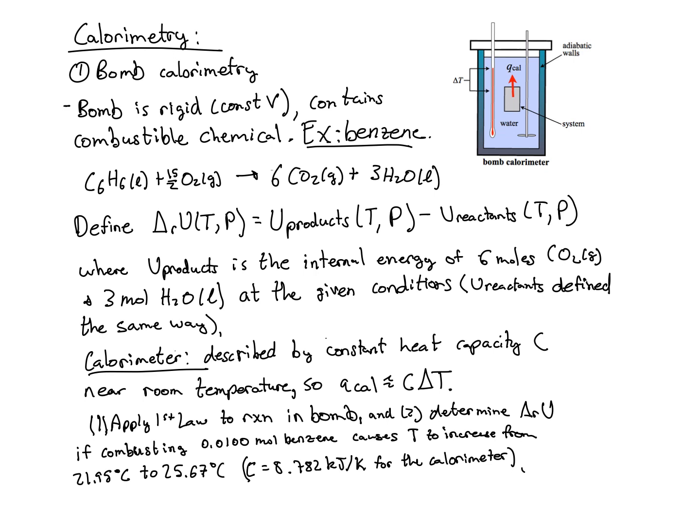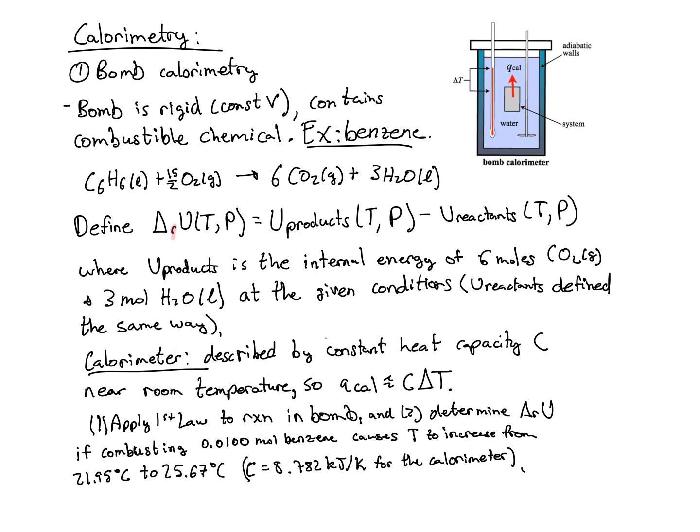When we're describing that chemical reaction, it's useful to define a quantity called delta sub R U. So delta sub R for a chemical reaction, the R subscript here means reaction. And we define that to be equal to the energy of the products at a given temperature and pressure minus the energy of the reactants at that same temperature and pressure. And the definition here means that we use the stoichiometric number of moles.